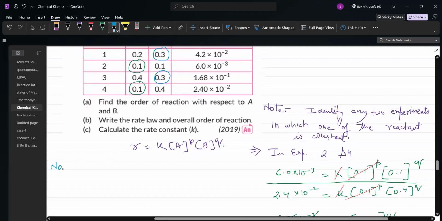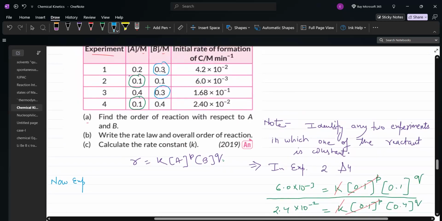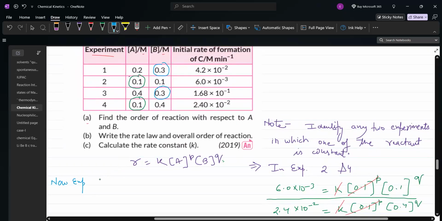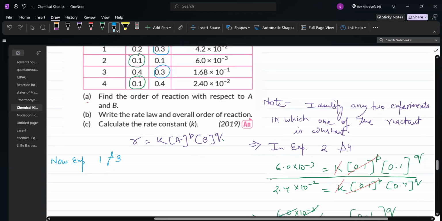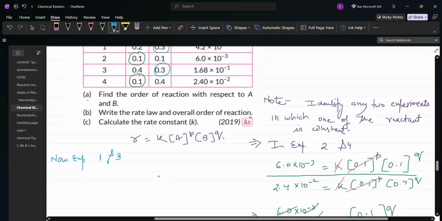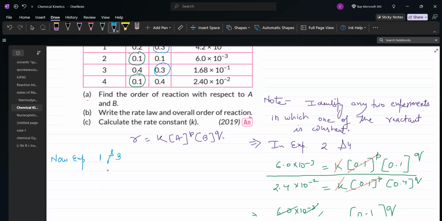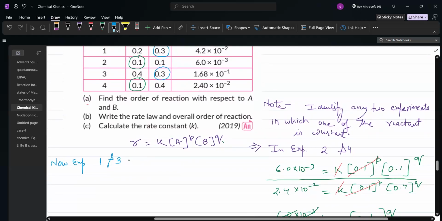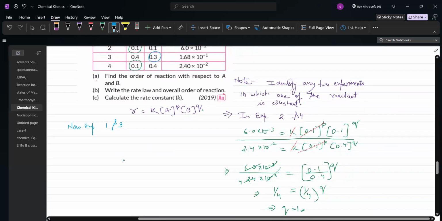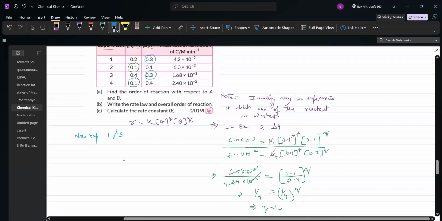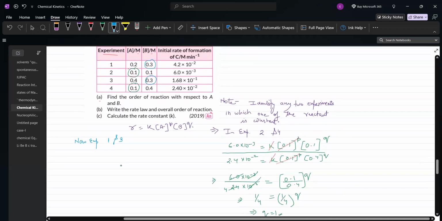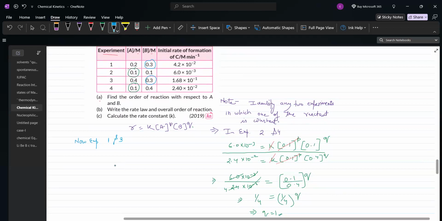Yes, sir. Now we will do the experiments where B is equal, 1 and 3. Now we will check 1 and 3. Let me tell you, you can take 3 and 1 also. There is no problem. Only the ratio will be inverted, so the answer will be the same. So no worries. So in 1 and 3, what will happen? Try to solve it by yourself. I'm leaving this for you and get me the answer. You can copy this down also.